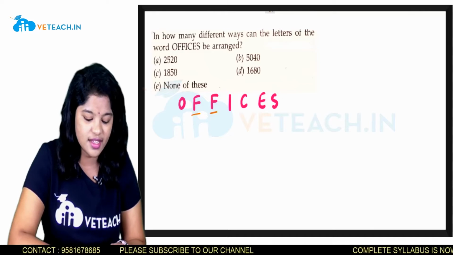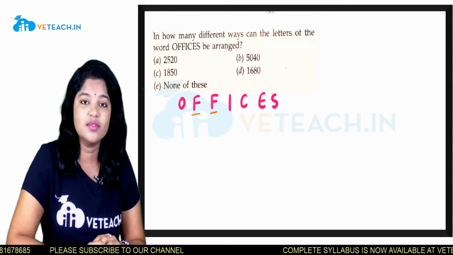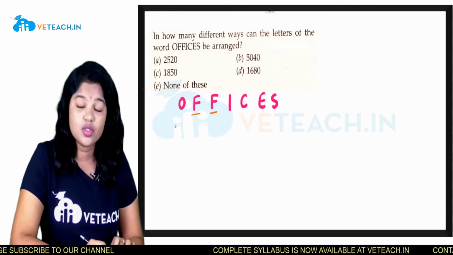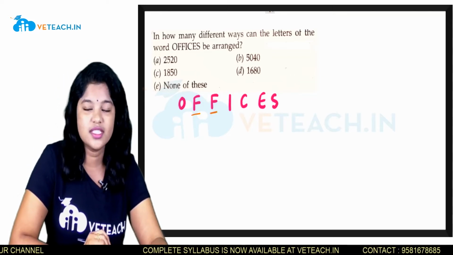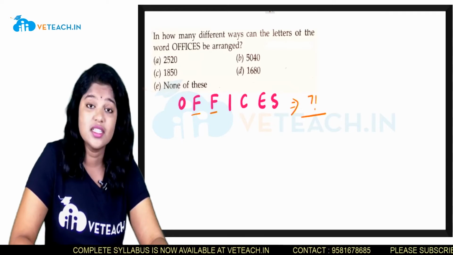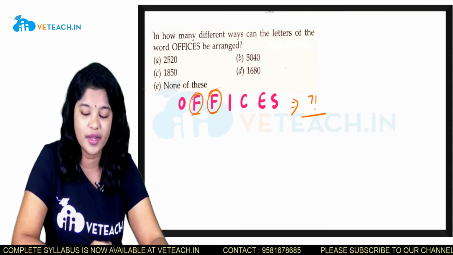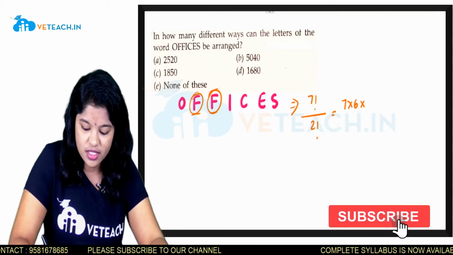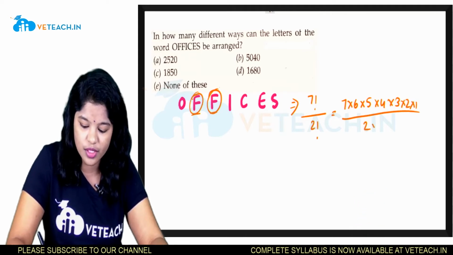Simply say here 2 F's are repeating, so we will write divided by 2 factorial. If a particular letter is repeating n times, we will write divided by n factorial. Now, in total how many letters are there? 1, 2, 3, 4, 5, 6, 7. So, total 7 letters are there. So, the number of ways of arranging is nothing but 7 factorial divided by 2 factorial, as 2 F letters are repeating. That is equal to 7 into 6 into 5 into 4 into 3 into 2 into 1 divided by 2 into 1.